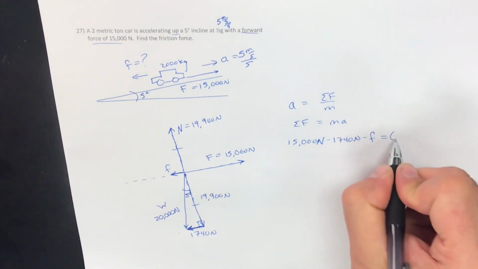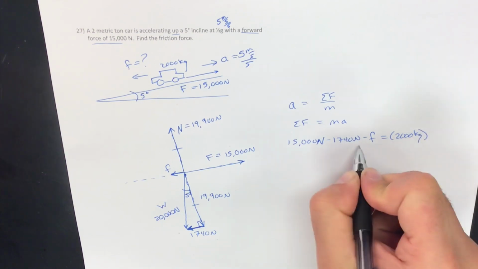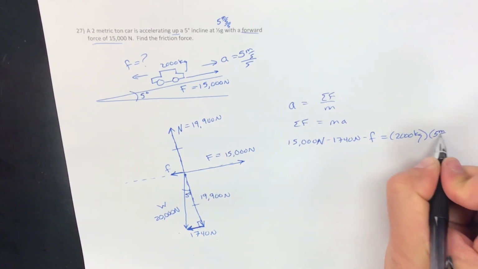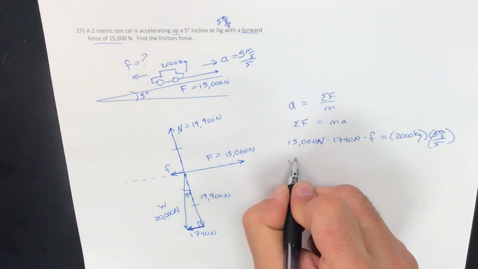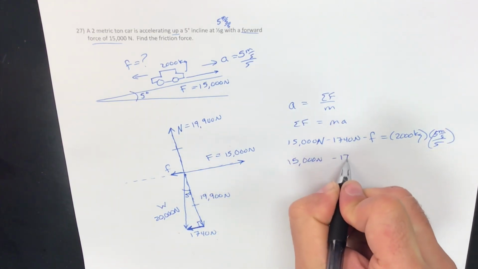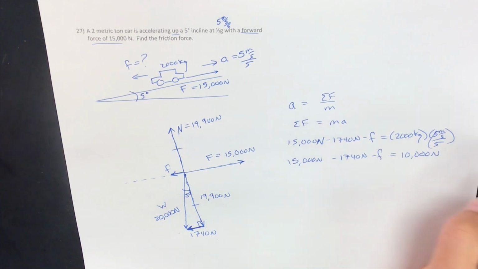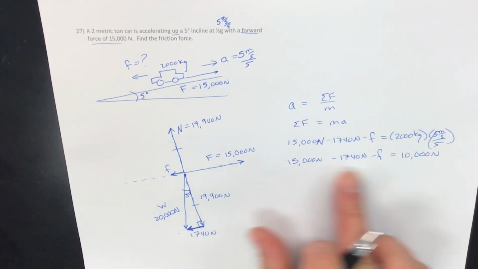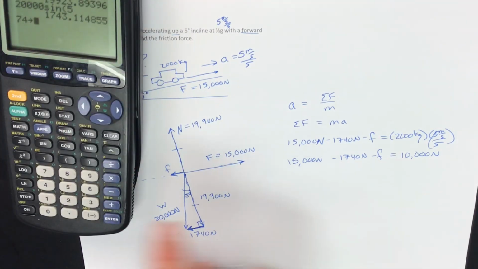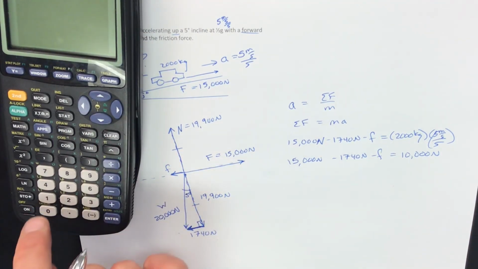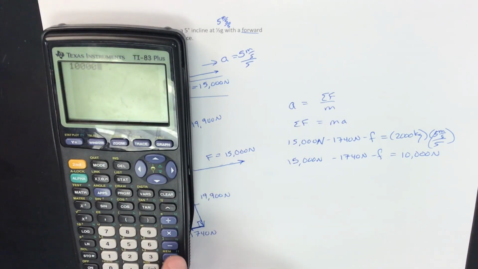is equal to the mass, which is 2,000 kilograms, multiplied by the acceleration, which is 5 meters per second every second. 15,000 newtons minus 1740, probably should have subtracted that, is equal to 10,000 newtons. So let's see, 10,000 minus 15,000 minus 1740. 10,000 minus 15,000, plus, moving to the other side, 1740 equals 3260.